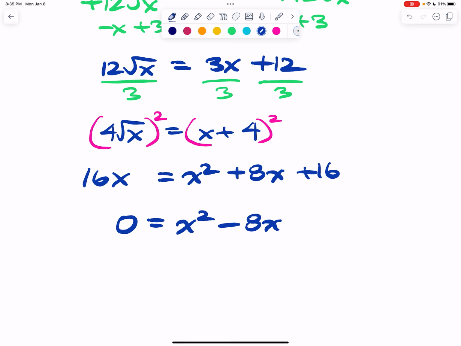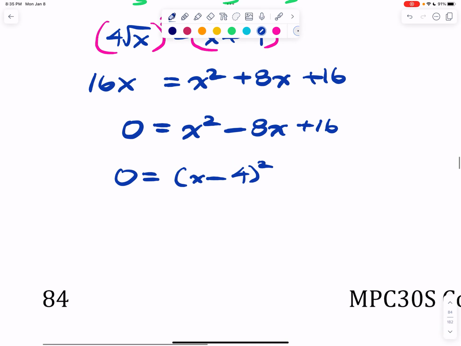So subtract 16x from both sides. We get this. That is factorable as the square of x minus 4. Therefore, x equals 4. I'd like to say that's the exciting conclusion, but don't forget, there's a little bit of an epilogue here. We do need to do one more thing.